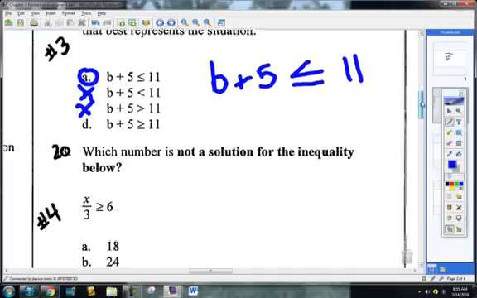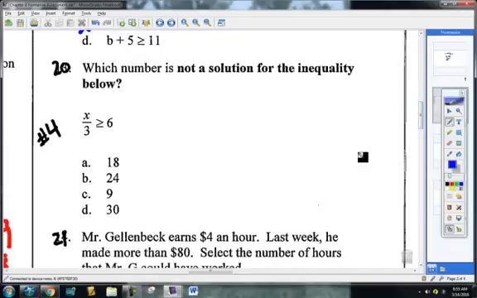Okay? Number 20. Which is not a solution. I said you guys had to prove this one. So you had to show a little bit of work here. Now you guys kind of struggled with this one. Now, the way that I thought, and you might want to write this if you didn't do this, this is the way I thought a lot of you would do it, but a lot of you were doing it differently.